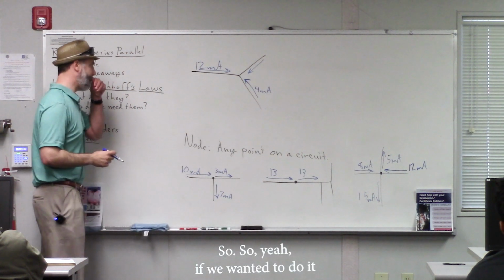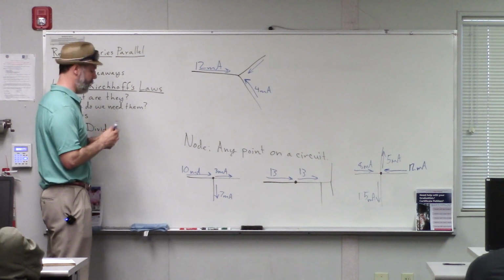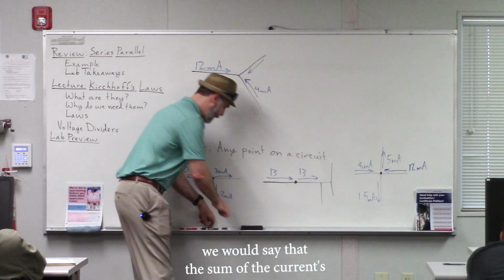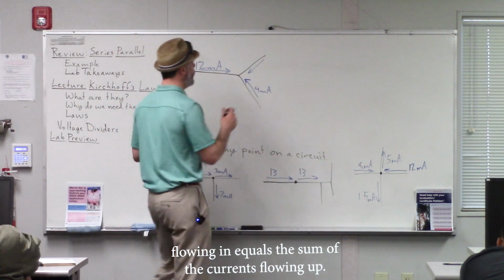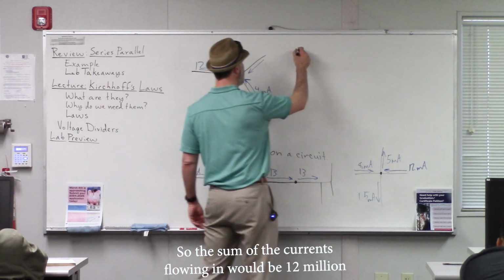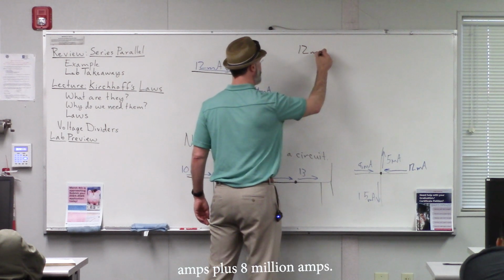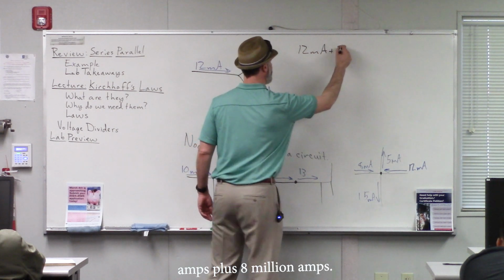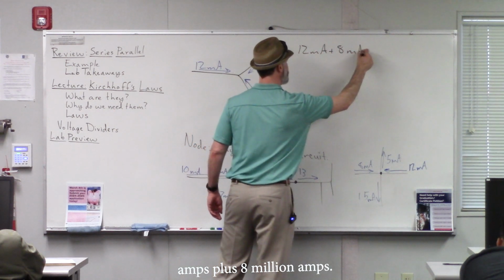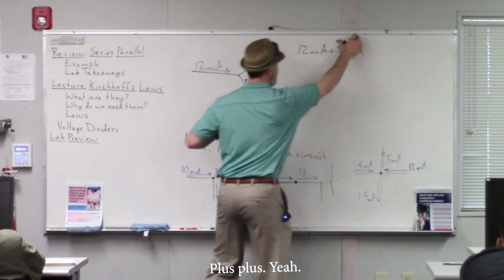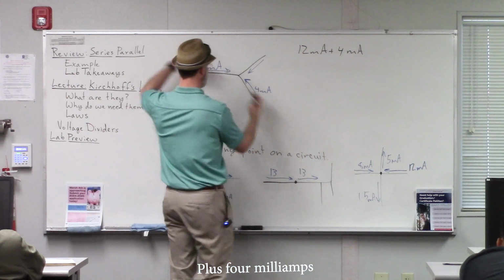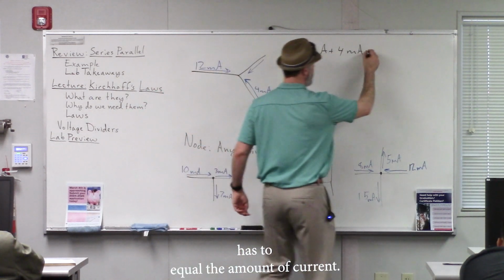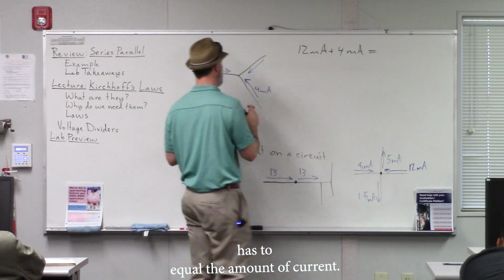So yeah, if we wanted to write it out formally, we would say that the sum of the currents flowing in equals the sum of the currents flowing out. So the sum of the currents flowing in would be 12 milliamps plus 4 milliamps, which has to equal the amount of current.